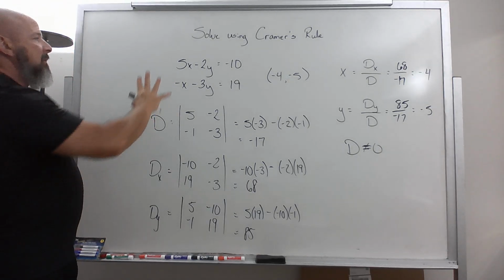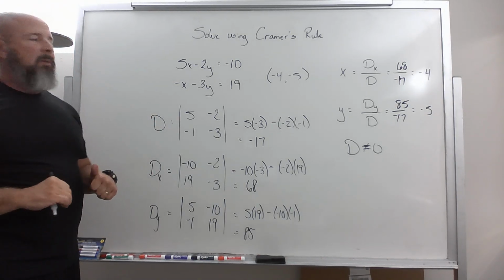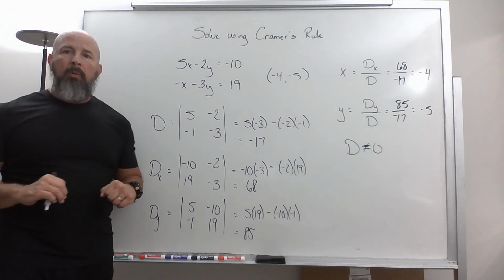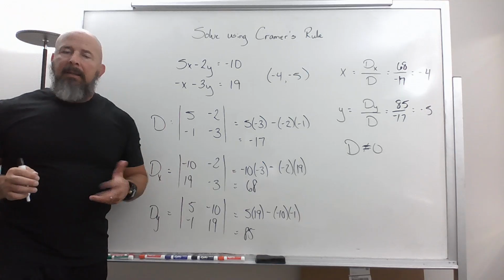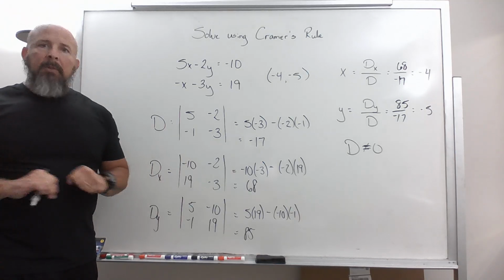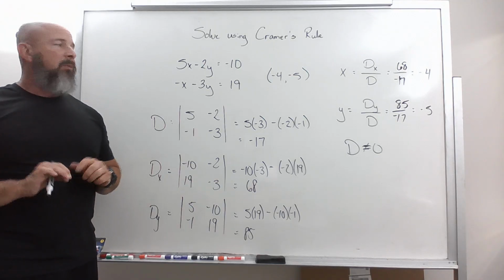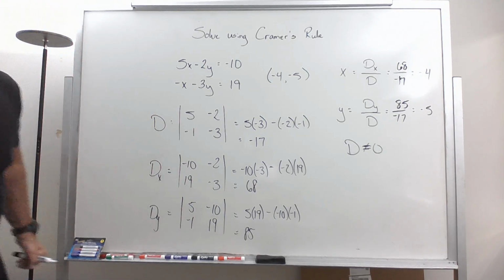This is a linear system. If I were to graph these two lines on a plane, this would be where the two lines would intersect, at that point, negative 4, negative 5. All right, now we're going to take a look at Cramer's rule still with a 3x3 system. So 3 equations, 3 unknowns. So let me change the set of equations that are up here.